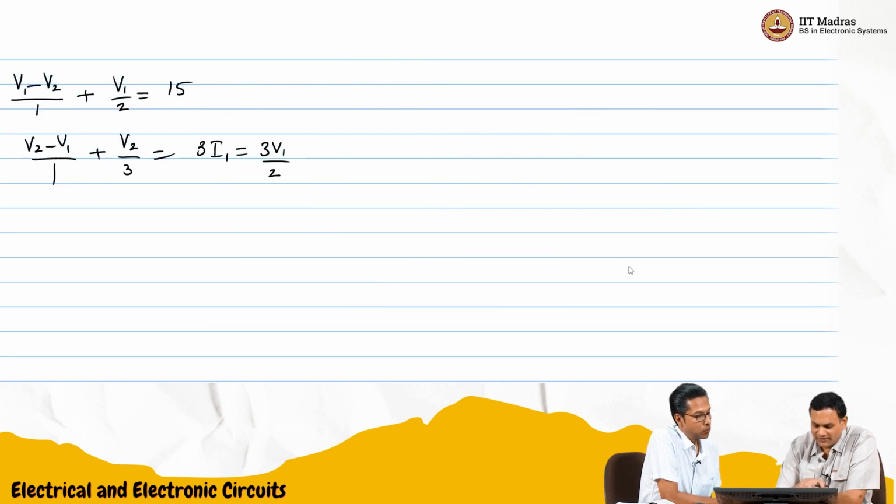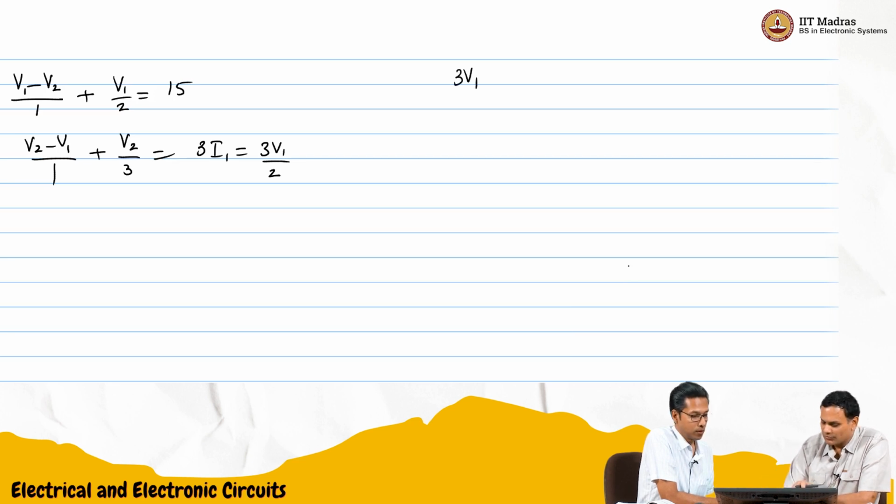So, 3 V1 by 2 and minus V2, no? Let me do one thing. We will just multiply across by 2. I don't like fractions. So 3 V1 minus 2 V2.